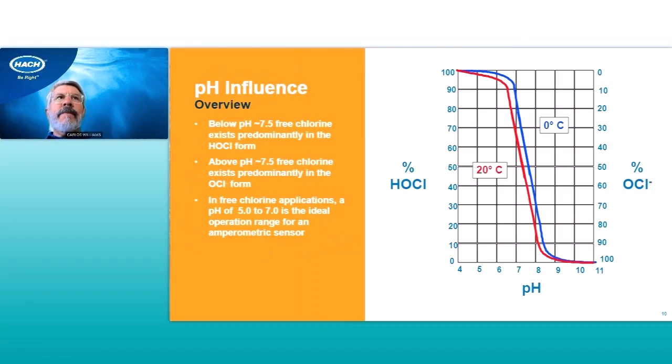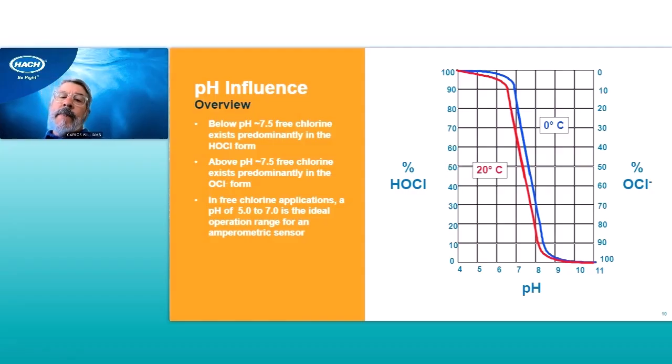So pH can cause big differences in the two species of chlorine that result from mixing chlorine with water. So the two species I'm showing you here on this graph are HOCl, which is hypochlorous acid, and the OCl minus, which is hypochlorite ion.